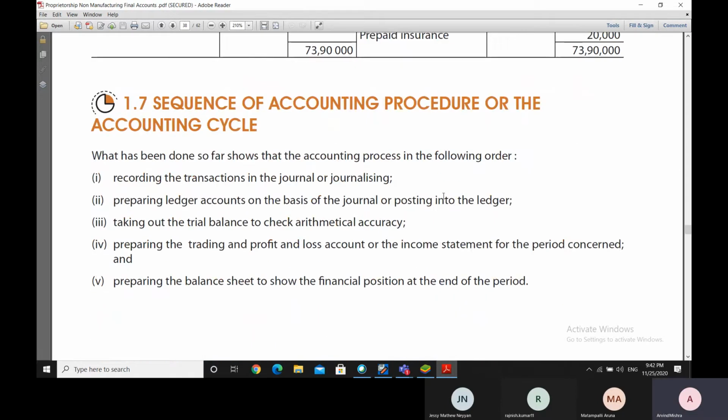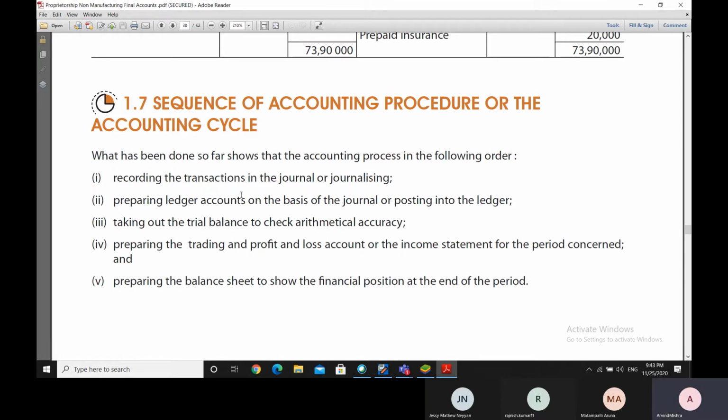Now we move to the sequence of the accounting procedure, or the accounting cycle. What do we do first, and then what do we do next while doing the accounting? We have seen so far that in the accounting process, first of all, we record the transactions in the journal, and we record the transaction or event in the journal, and that is called journalizing.